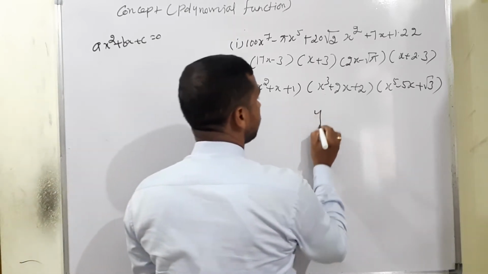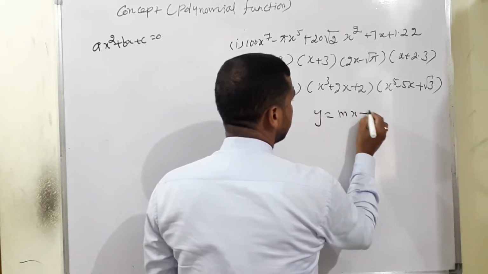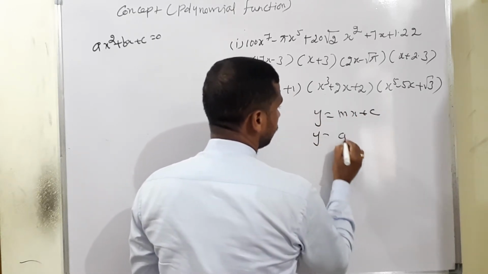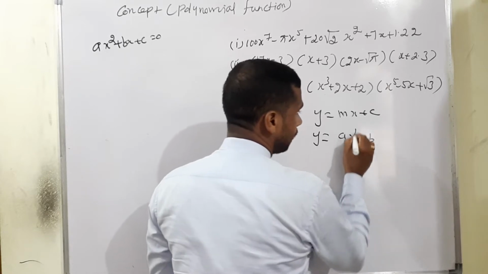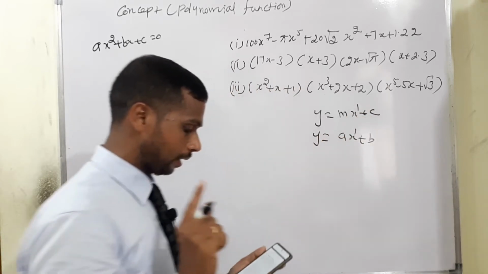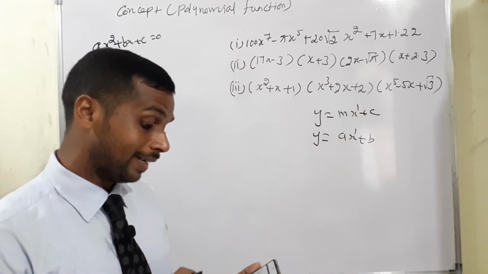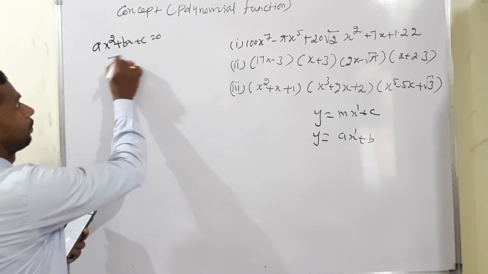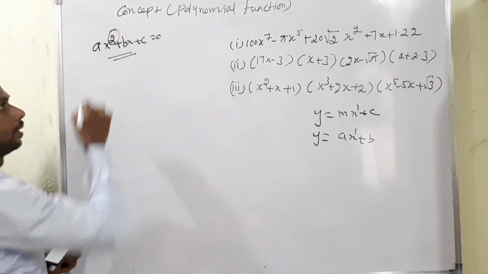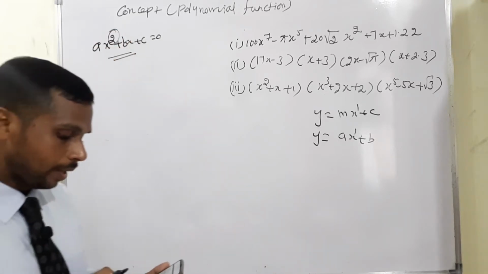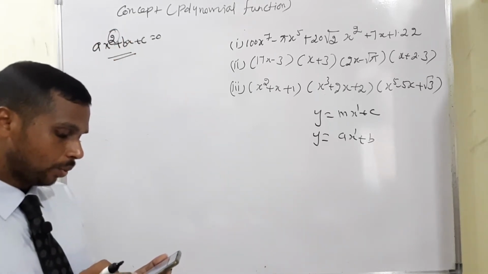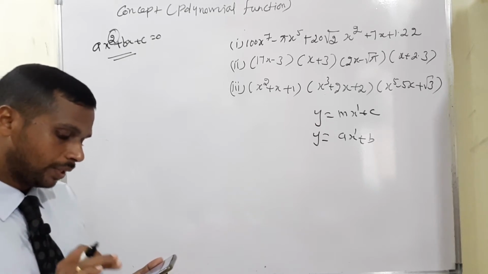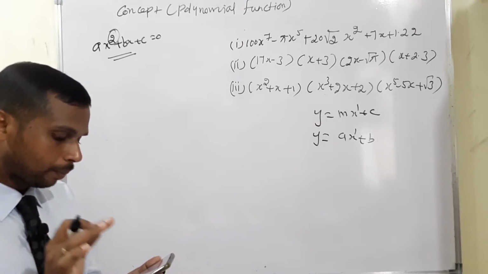Example, already you have studied: y is equal to mx plus c. At the same time, y is equal to ax plus b. The degree is 1 there, no? That time we can say the degree is 1 means that is called a linear polynomial. At the same time, consider this example: degree 2 is there, no? The highest degree 2 is there. And degree 2 is given. A polynomial with degree 2 is called a quadratic polynomial.